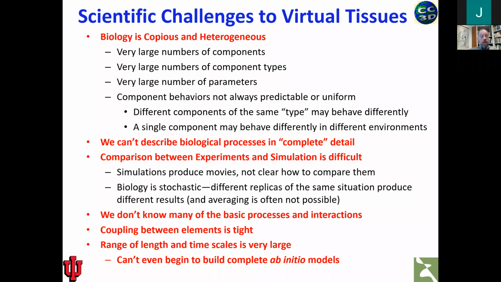In some cases, we may not know all of the basic processes and interactions that are occurring. And often modeling will throw up our ignorance and help us understand what experiments we need to do to really understand how a biological problem works. Coupling between elements is close, it's tight, and that makes things a little more complicated to model numerically. And the range of length and timescales is very large. Again, we have no way of getting anywhere near building what's called an ab initio model, where you imagine modeling every atom in a cell and every cell in an organism. It's too much.